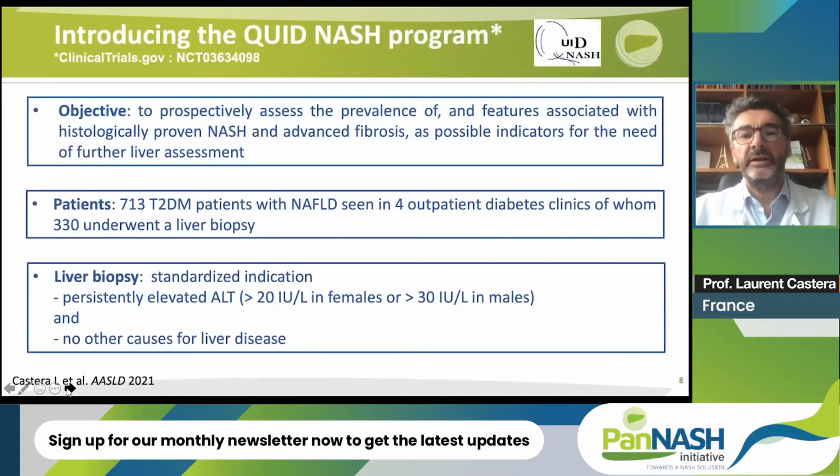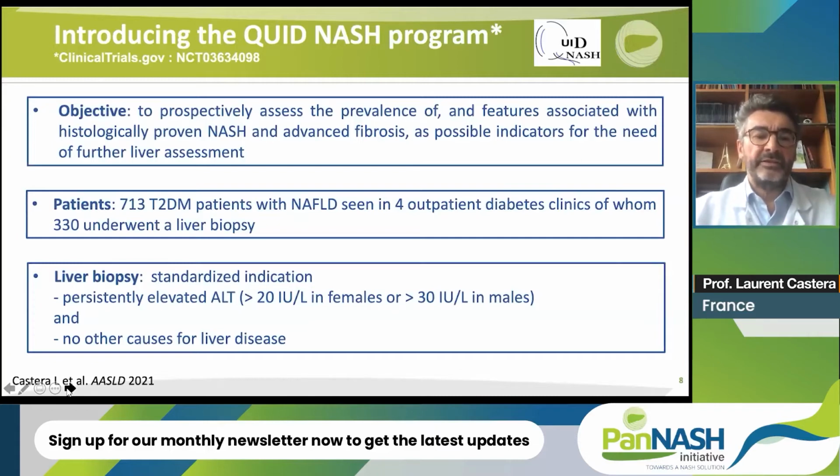The objective of this study was to prospectively assess the prevalence of and features associated with histologically proven NASH and advanced fibrosis as possible indicators for the need of further liver assessment. So we enrolled 713 type 2 diabetes patients with NAFLD seen in 4 outpatient clinics, of whom 130 underwent a liver biopsy. I want to stress that the indications for liver biopsy in this cohort, first, were standardized, second, not based on pre-selection with non-invasive tests, which is quite unique.